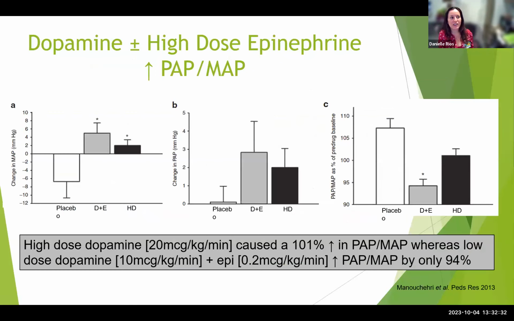So another study looking at dopamine plus high dose epinephrine or high dose dopamine. In this study, the low dose dopa with the epi and the high dose dopa increased blood pressure, but also increased pulmonary artery pressure, which is in the middle. So here's your mean arterial pressure, pulmonary artery pressure, and then the ratio of the two. So it changed the ratio in an unsatisfactory way.